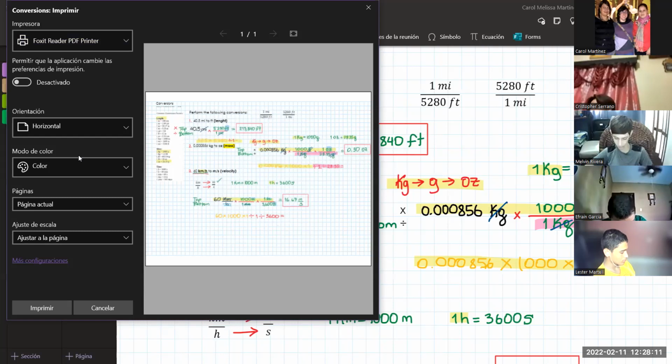I know it looks messy, but it is because today I didn't have the Apple Pencil. It looks better in a normal day. So I'm going to send you this PDF to the group, okay? So you can have the exercises there. Please keep them in your notebook, very well organized.